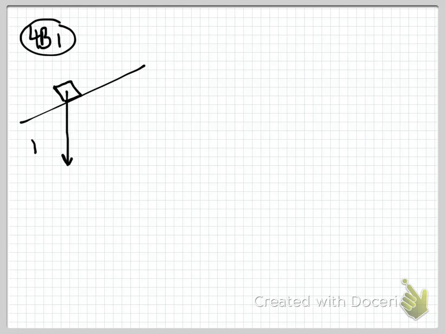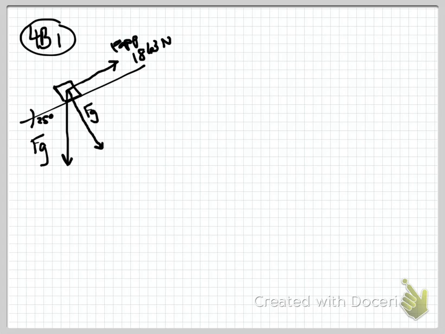So we have a force of gravity going straight down. We have an applied force going up the hill, and that applied force is 1,863 newtons. And we know that this slope makes a 25-degree angle with the horizontal. And we can break our force of gravity up into a force of gravity on the y and a force of gravity on the x.